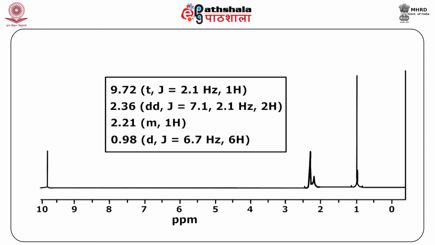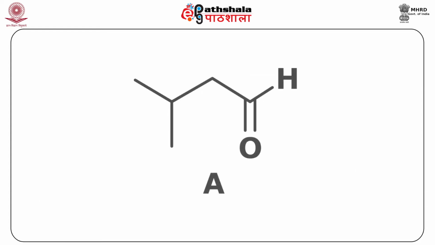This hydrogen is adjacent to another carbon bearing hydrogens. A peak at 2.36 observed as a double doublet for 2 protons indicates the presence of a CH2 group between the isopropyl and the aldehydic groups. Now, if we correlate all the data, we observe that this data matches the structure of compound A, which is CH3, CH3, CH, CH2, CHO.